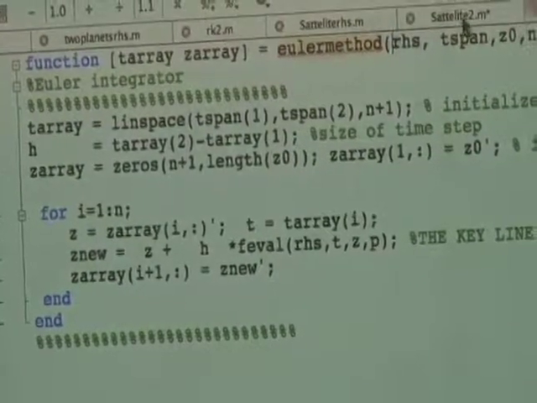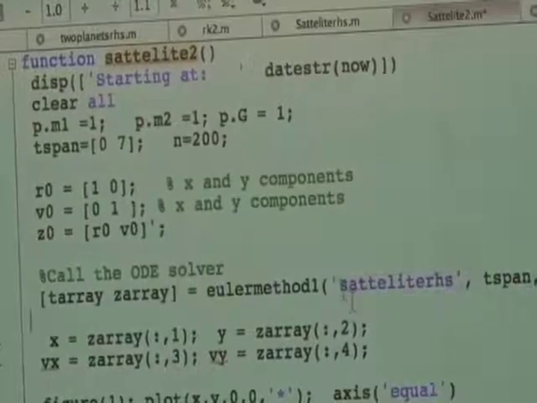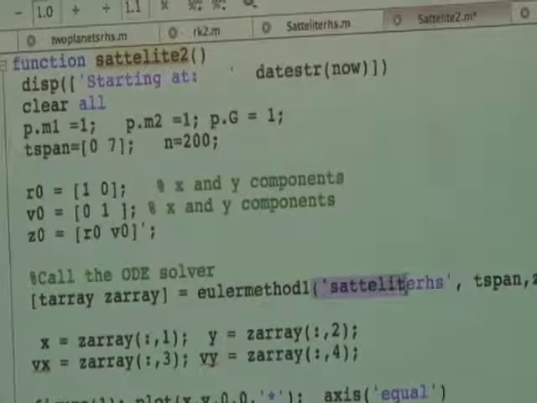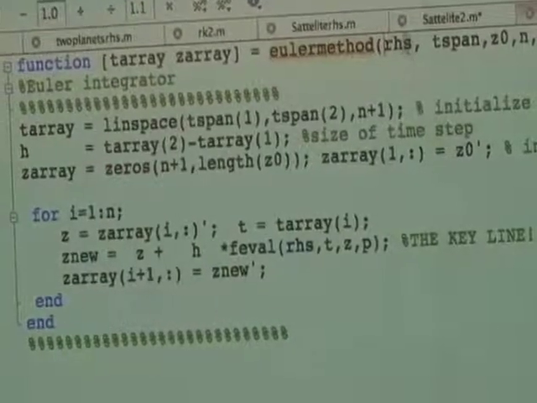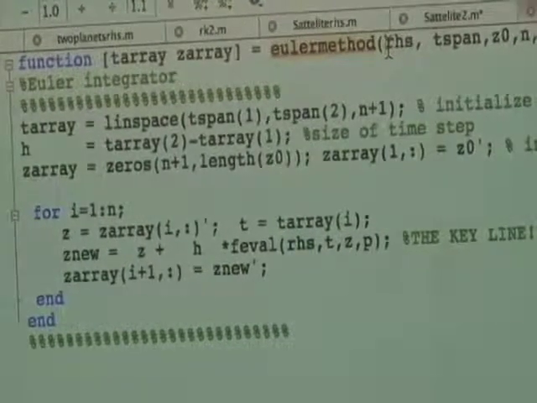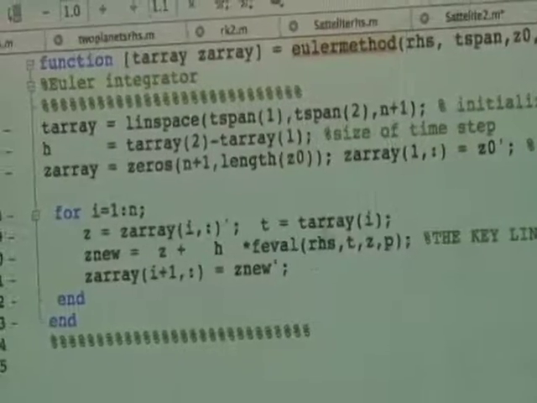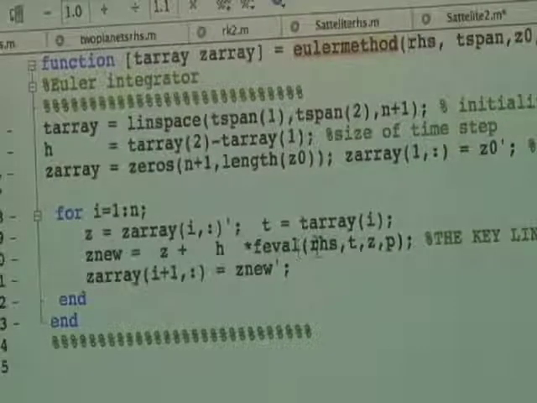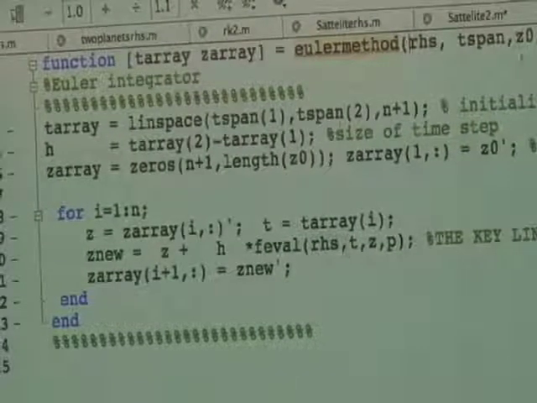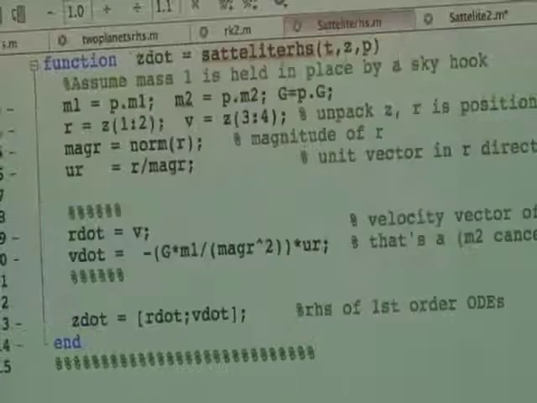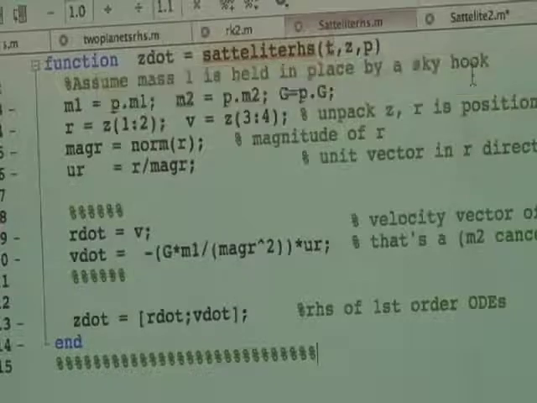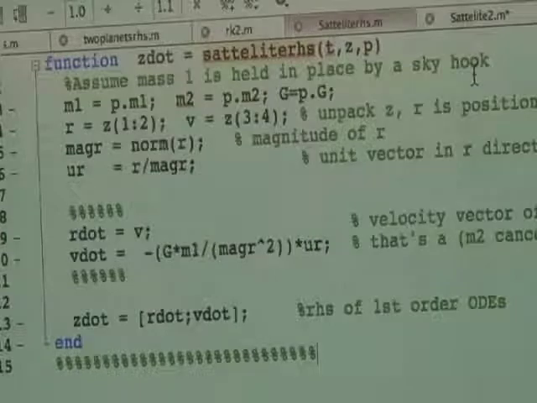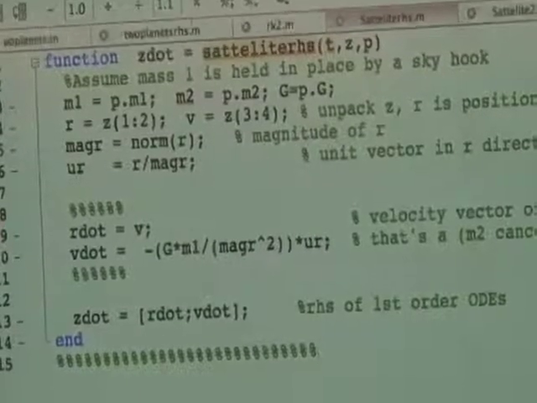So back over here in the program satellite 2, we pass this text string in. That gets passed in to the Euler method in this variable right-hand side. It now has the character string value, satellite right-hand side. So when it calls Feval this, it calls the right-hand side function, the one we want, which is this satellite right-hand side function. Okay, and I will post this on the web. Now I've broken these 3 parts into 3 separate files to make them conceptually more clear. Any questions about this?